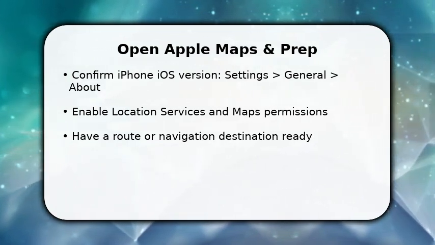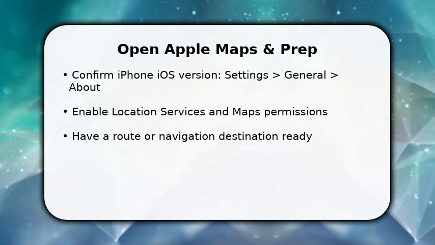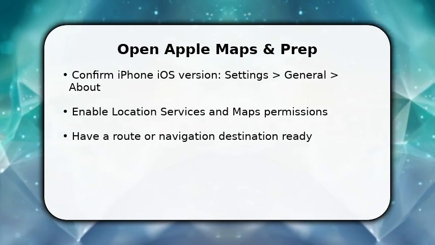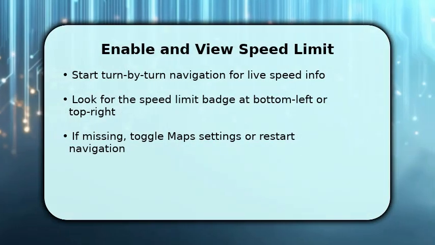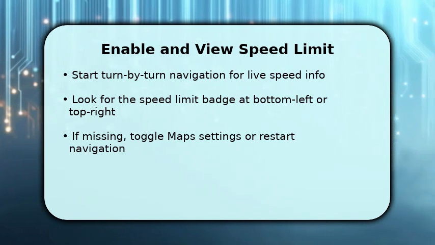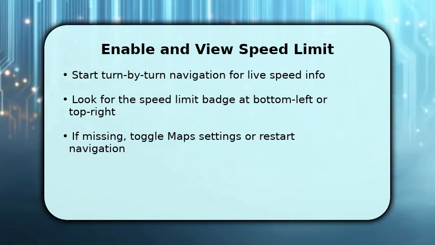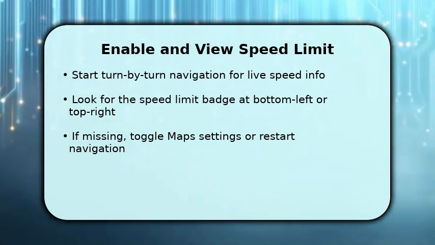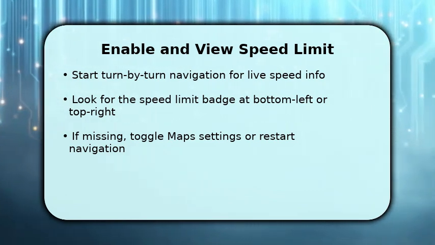This first step gets the app and permissions aligned, so the speed limit overlay can appear during your drive without needing further toggles. Once navigation is running, focus on the map display. The speed limit typically appears as a small badge near the driving arrow or edge of the screen. You should see the road speed as a white or black rounded rectangle.